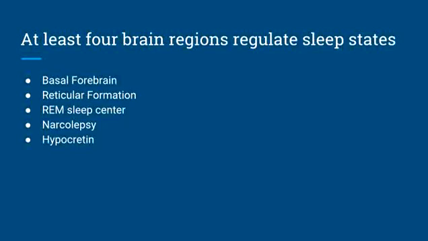Now, at least 4 brain regions regulate sleep states. One of them, the basal forebrain, is responsible for slow wave sleep, and lesions in this region lead to insomnia. The reticular formation is an area in the brainstem that's responsible for waking. Now, the subceruleus is the REM sleep center. Narcolepsy is a disorder causing a person to have intense attacks of sleep lasting from 5 to 30 minutes during usual waking hours. They can also randomly get flaccid muscles while they're performing any normal daily task.